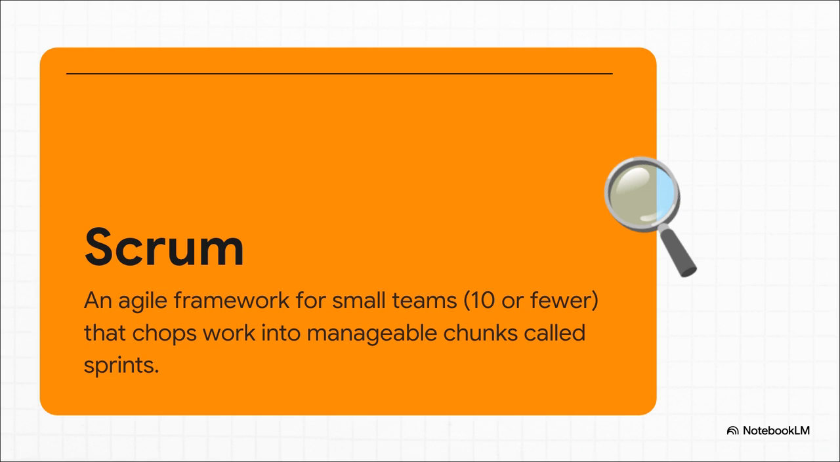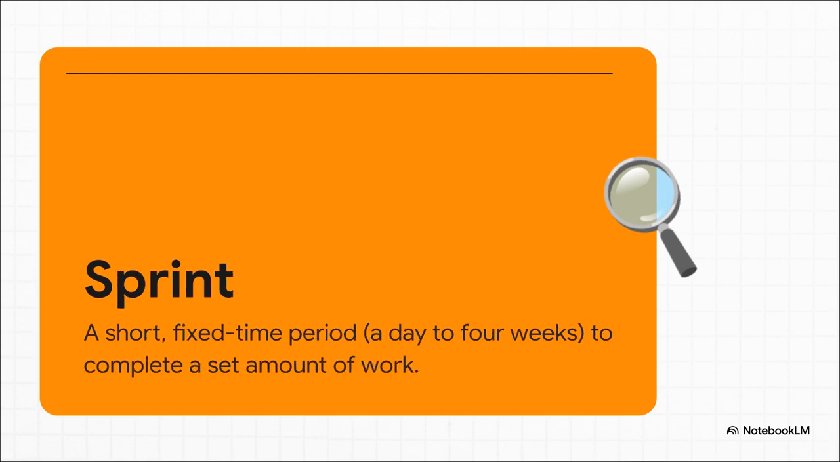Now, the engine that really makes Scrum work is something called a sprint. Think of it as a short, super focused burst of work that has a hard deadline. This forces you to make constant progress. You're always delivering something small and finished, which is absolutely key for building momentum and keeping morale high.